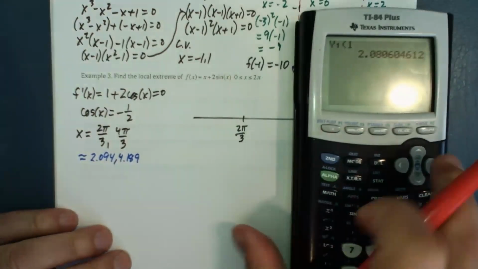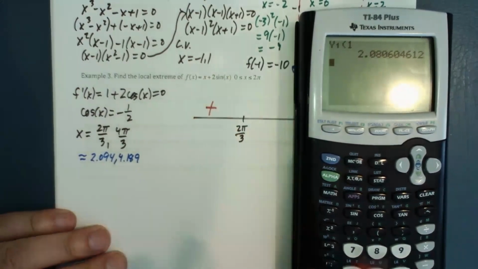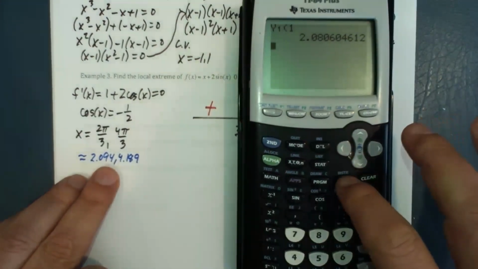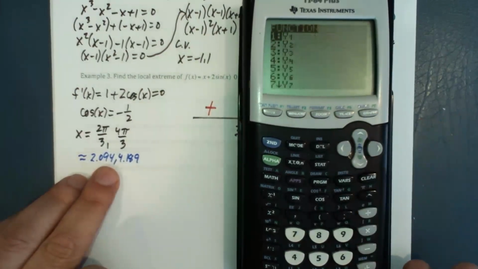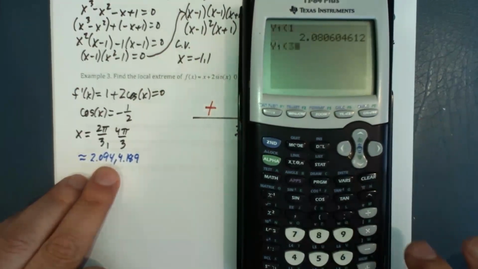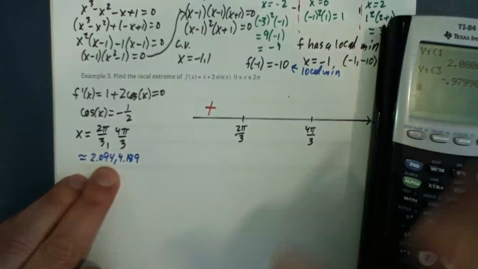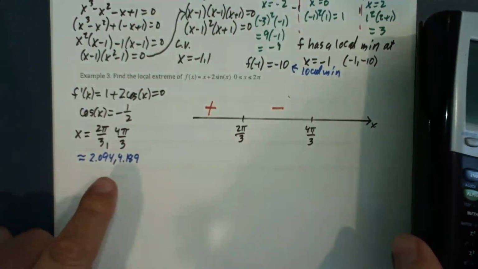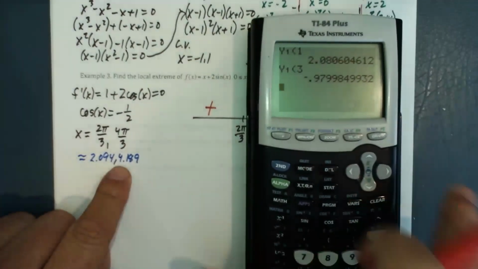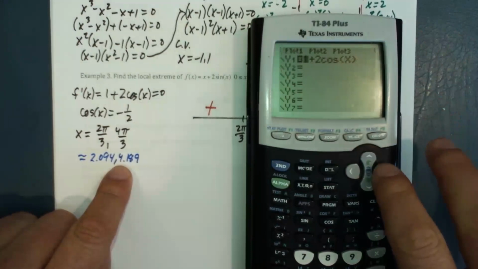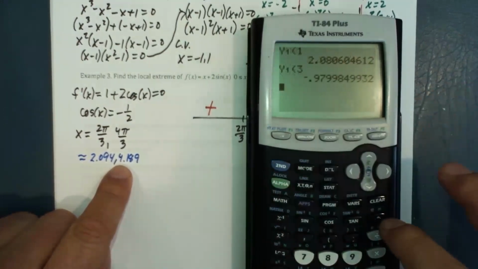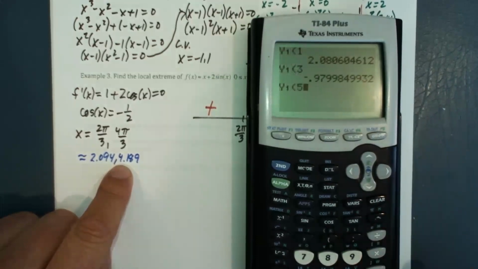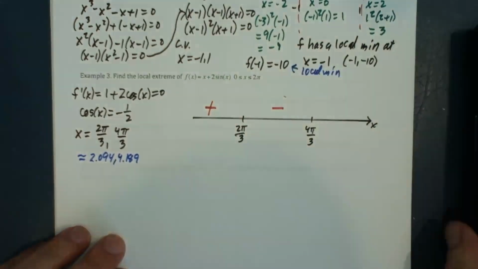So I picked a number over here, and this became positive. Let's pick a number in between. Let's pick the number 3. And it's negative. And let's pick a number over here. So let's pick 5. We're going to do vars, y1 at 5. It's positive again.